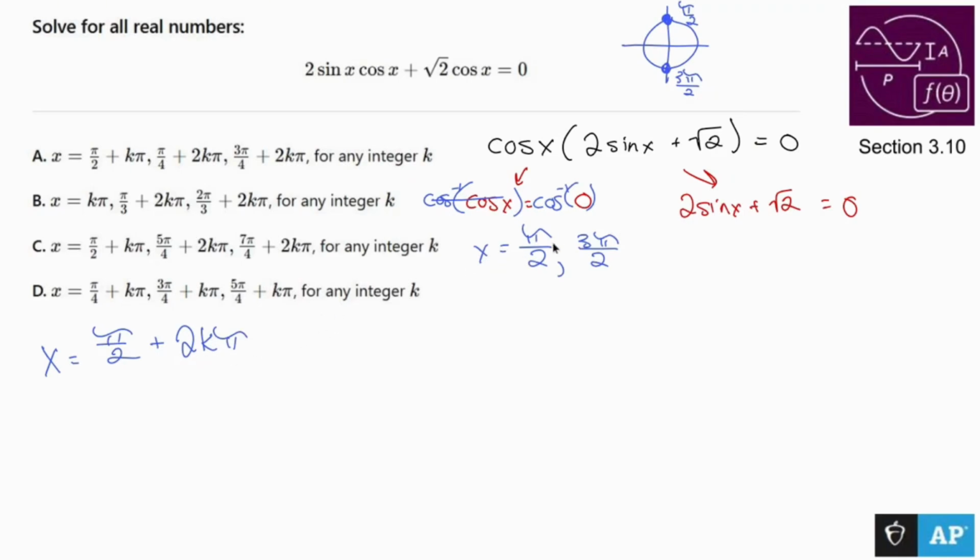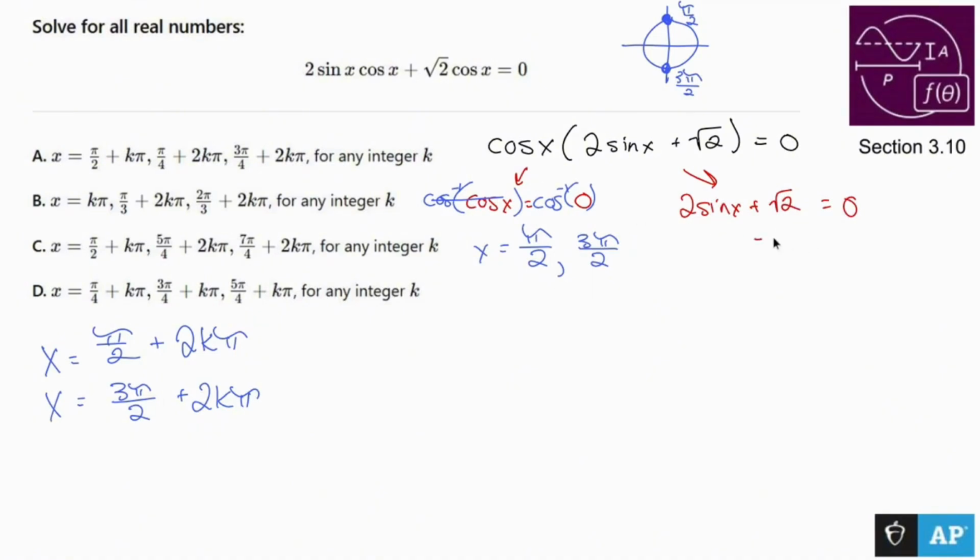Now that happens at pi over 2, and that also happens at 3 pi over 2. So 3 pi over 2 plus 2k pi, where k could be 1, 10, -1,000, as long as it's any integer k. By the way, that's just 1/2. That was the easy part. Now I have to do this ugly part over here.